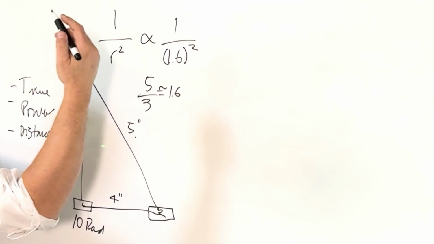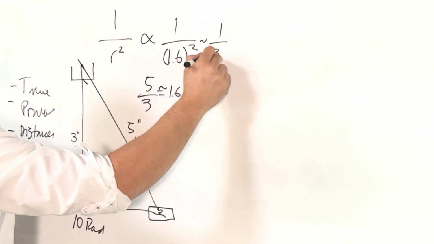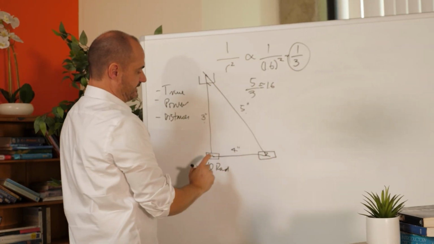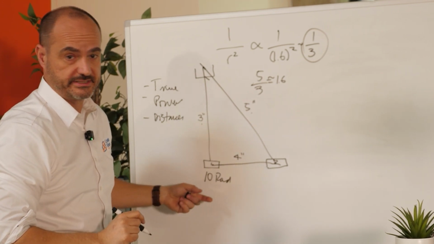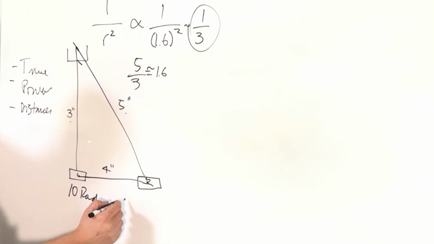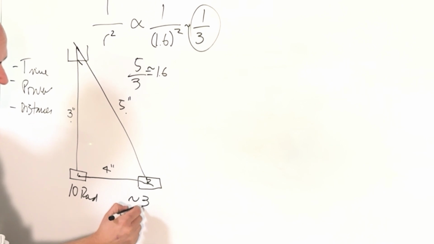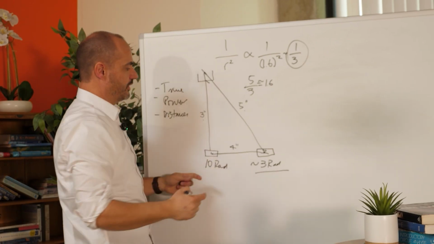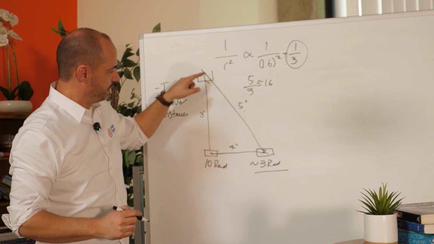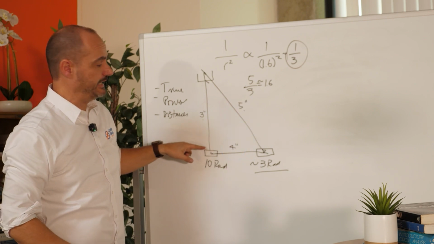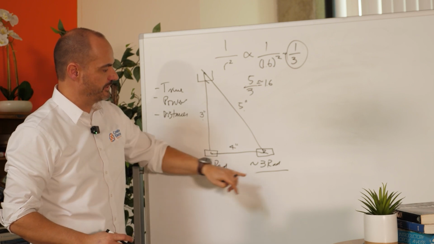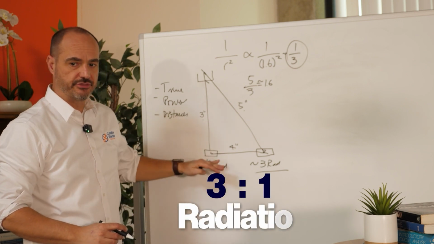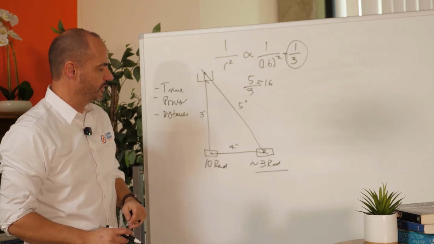So 1.6 squared is approximately 3. So this is 1/3. That means that component 2 is going to get 1/3 of the radiation that component 1 is getting, which means that component 2 is going to be about 3 rad. And that's how we go from moving 4 inches from the principal beam line, of course, assuming that you have proper illumination across, which we're going to consider fixed. You're going to have about 1/3 of the radiation, 1/3 of the exposure that component 1 gets.